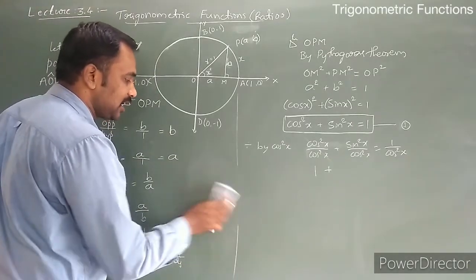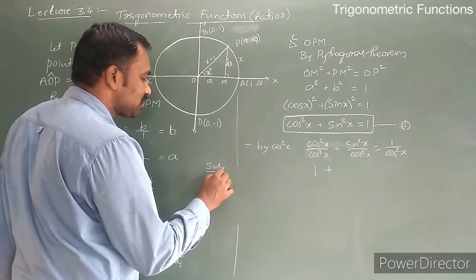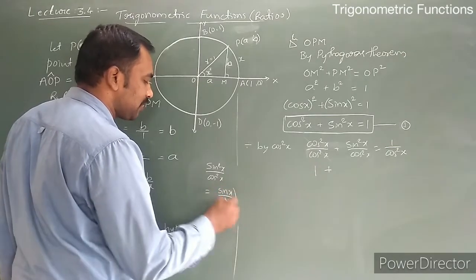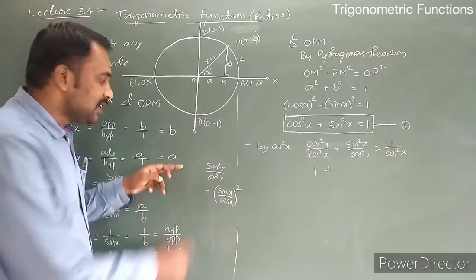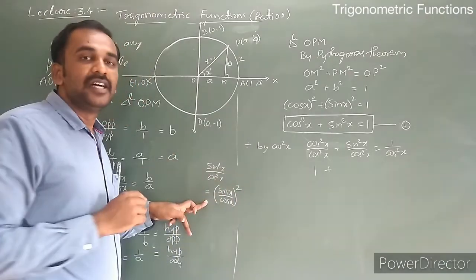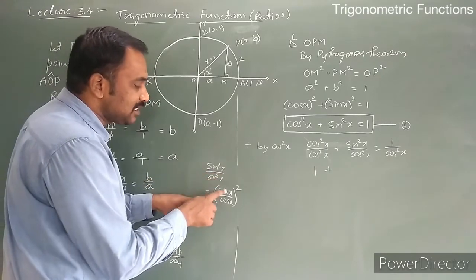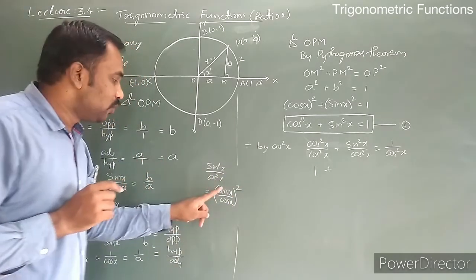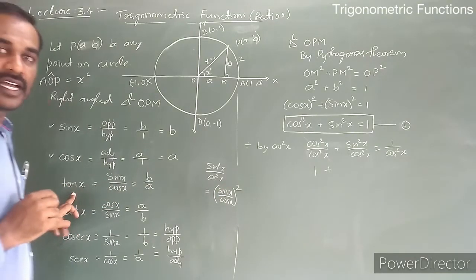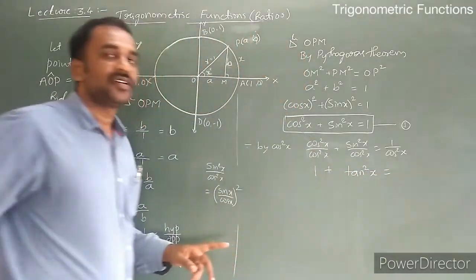Now I'll explain once again. Sin square x divided by cos square x you can write as sin of x divided by cos of x whole square, by the laws of indices: a power n divided by b power n is equal to a by b whole power n. Using that, I write it as sin x by cos x whole square. What is sin x by cos x? Sin x by cos x is tan x. Tan x whole square, that means tan square of x.